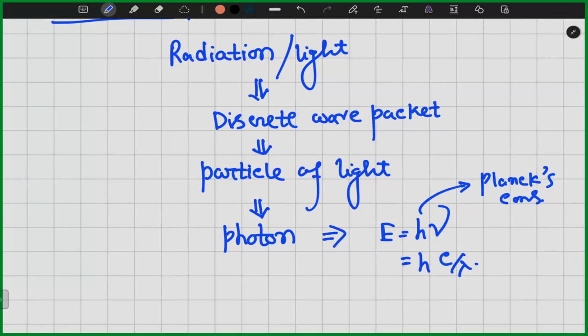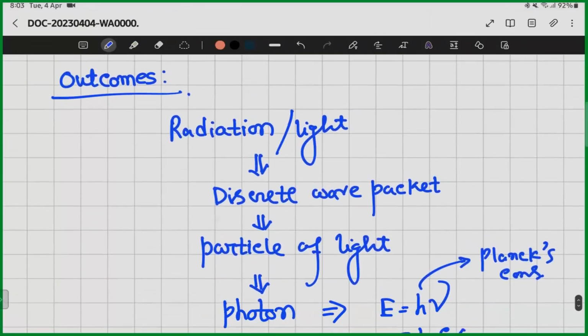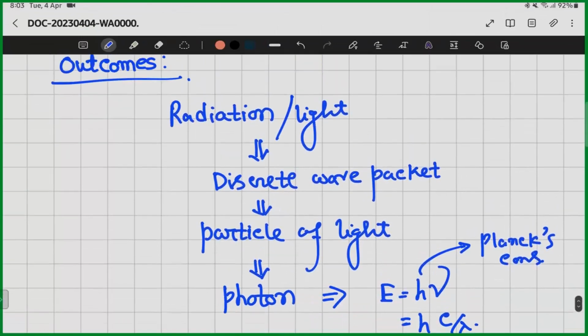So that is it for this class. Let me stop. I think I was able to explain the photoelectric effect. Okay. So the photoelectric effect is finished. In the next class we will study the de Broglie hypothesis, matter waves, etc. Okay.